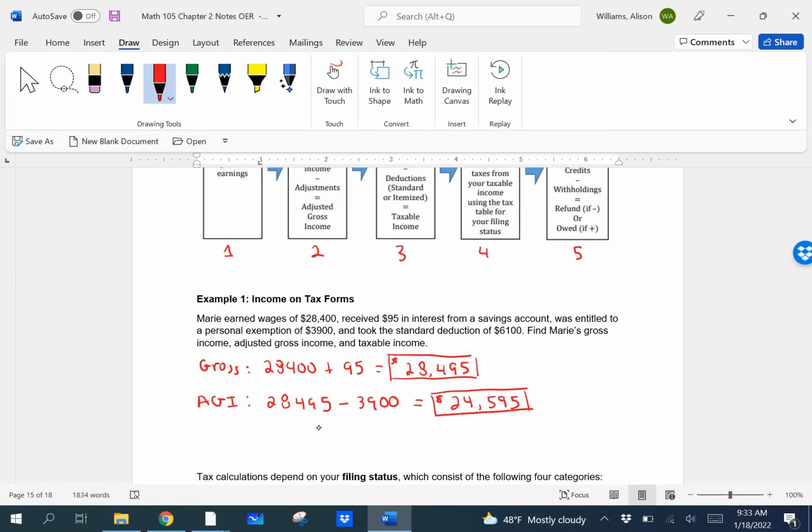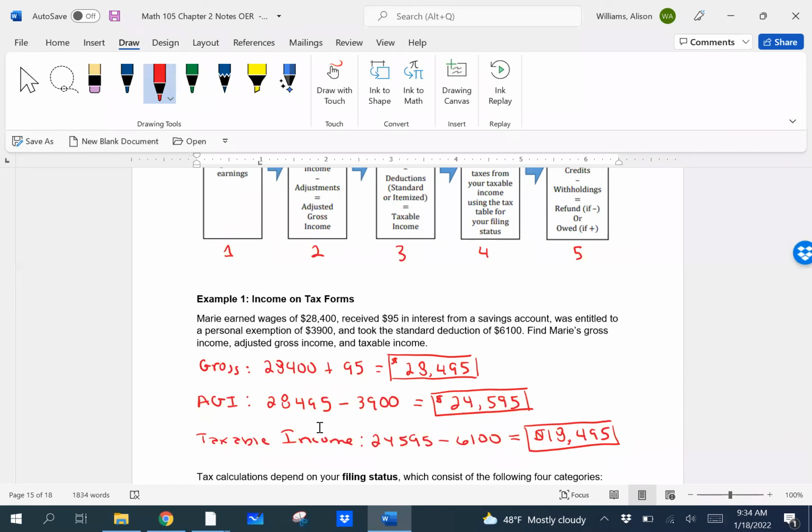Okay, now she's going to take the standard deduction of $6,100. So that means that her taxable income, so we're on step 3 now, her taxable income is going to be that $24,595 minus the standard deduction. So what's left is $18,495, and that is what the federal government is going to look at taxing. So that's what she has to pay taxes on. And that is a comma, not a decimal. All right, there we go.